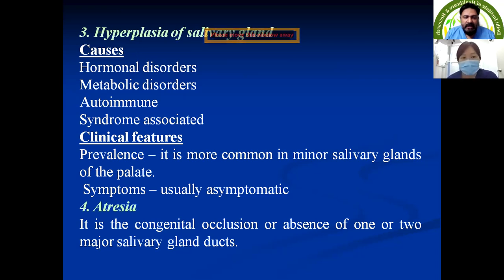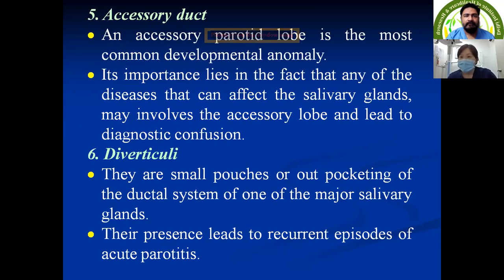Next is atresia. It is a congenital occlusion or absence of one or two major salivary ducts. Accessory ducts: an accessory parotid lobe is the most common developmental anomaly. The importance lies in the fact that any disease that can affect the salivary glands may involve the accessory lobe or lead to diagnostic confusion.